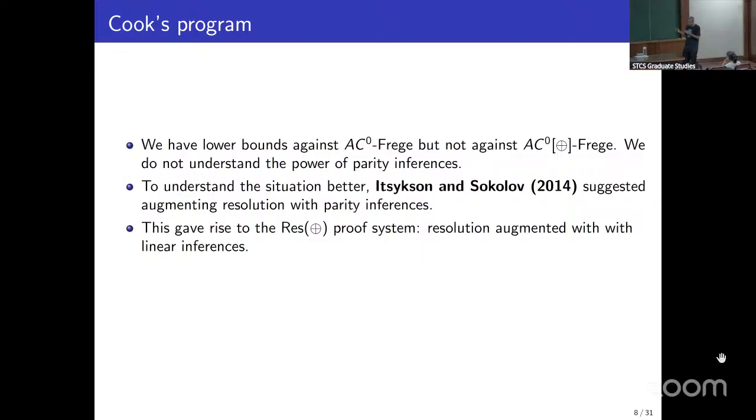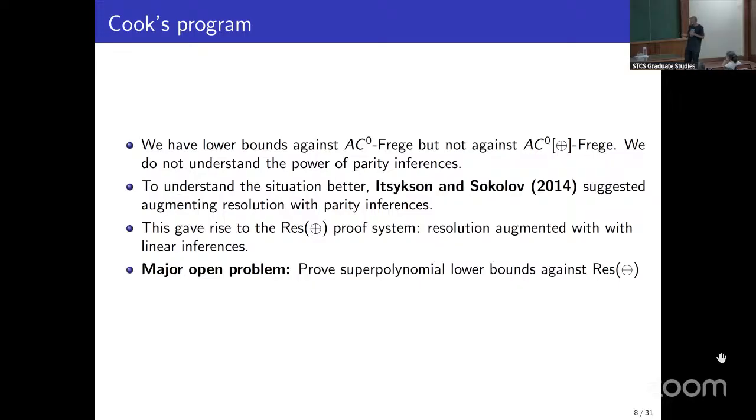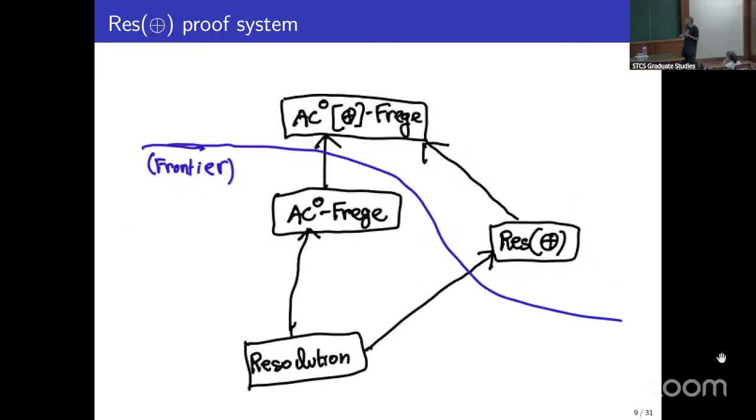I'll describe this in the next slide. Proving lower bounds against ResLin is a major open problem in proof complexity. This is the frontier now. We have lower bounds for resolution and AC0 Frege, but we do not have lower bounds for AC0[2] Frege. We also do not have lower bounds for resolution augmented with mod 2 inferences. Proving lower bounds against ResLin is a major challenge.